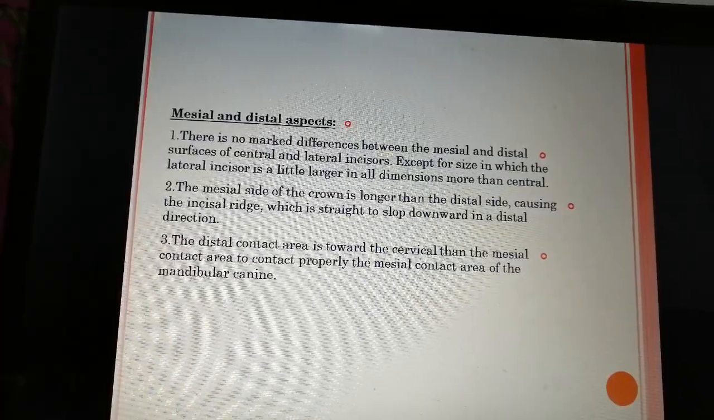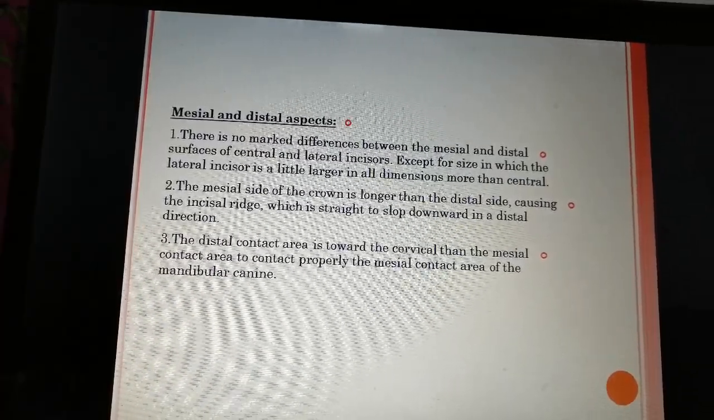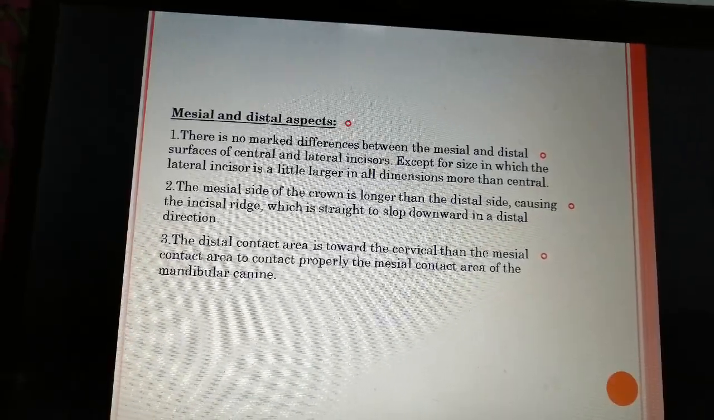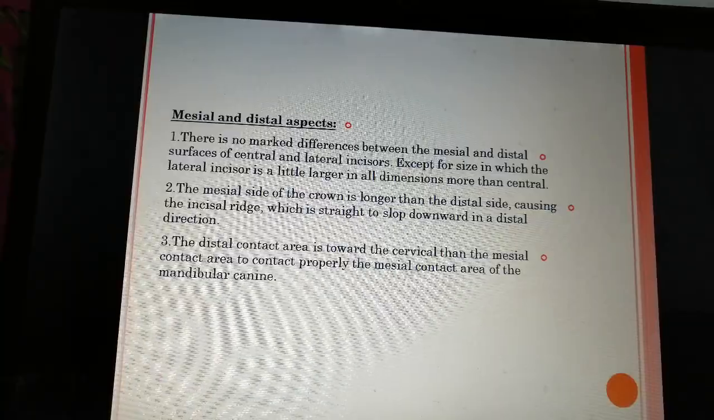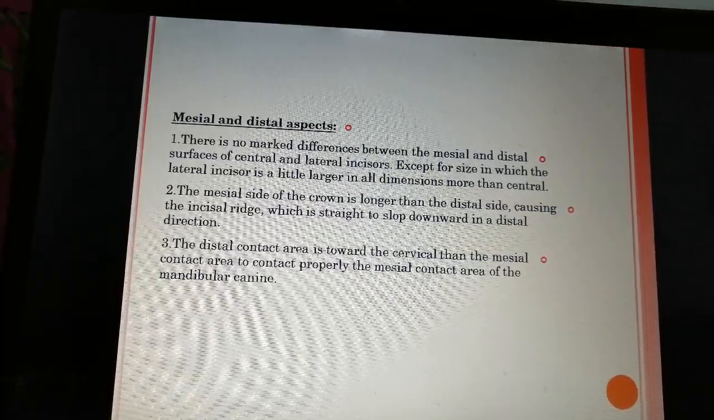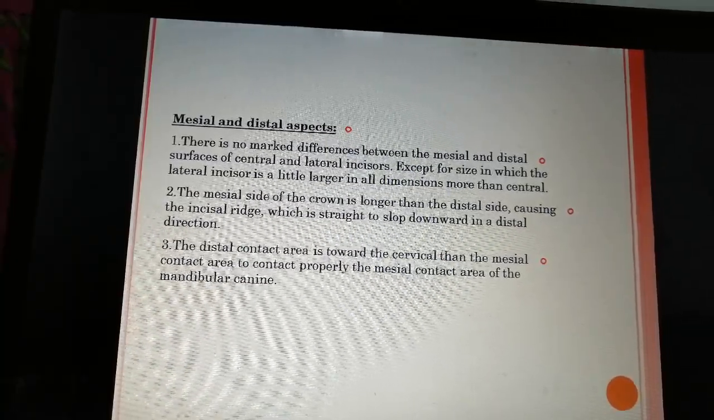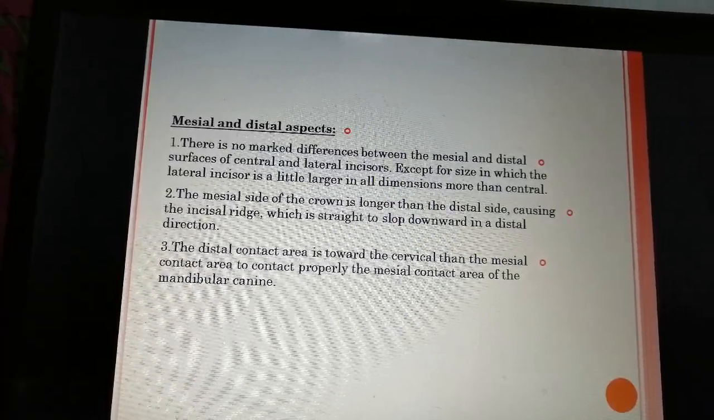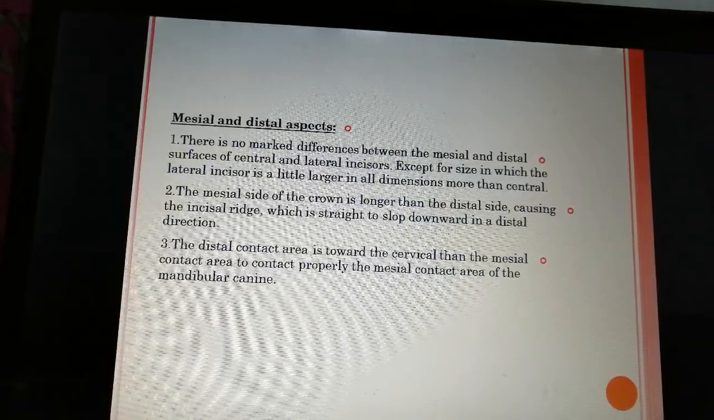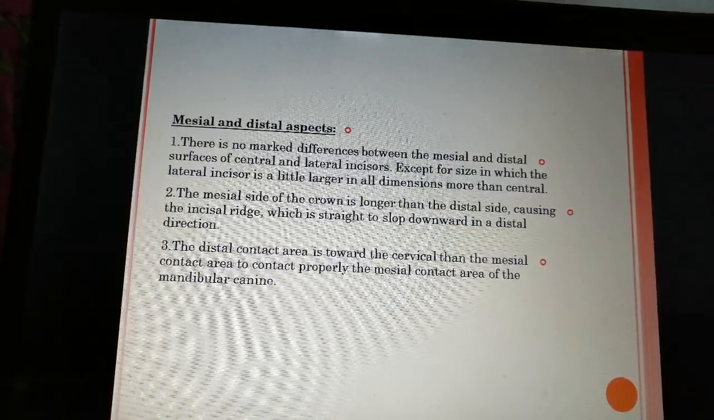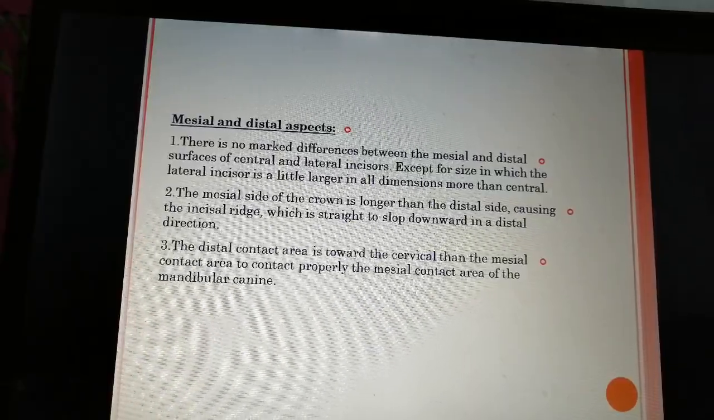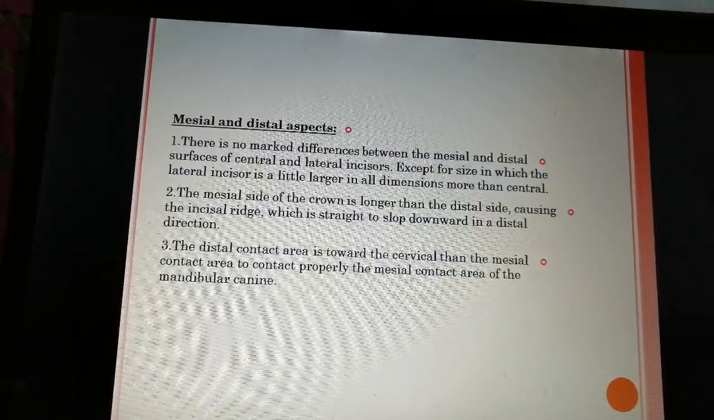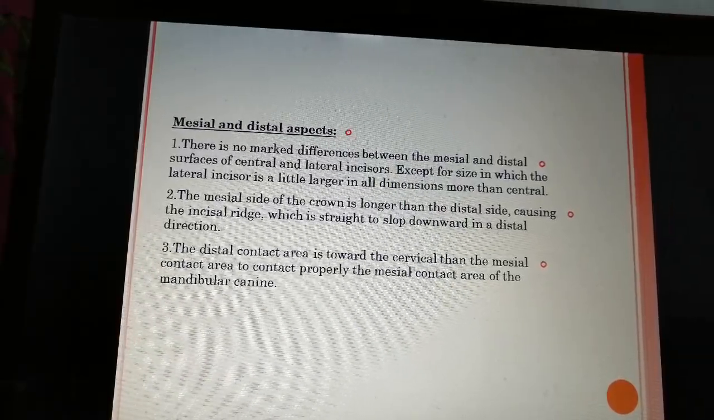Number 3, the distal contact area is toward the cervical than the mesial contact area. To contact properly, the mesial contact area of the mandibular canine.